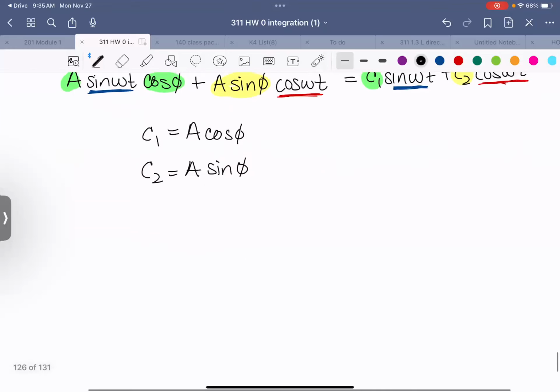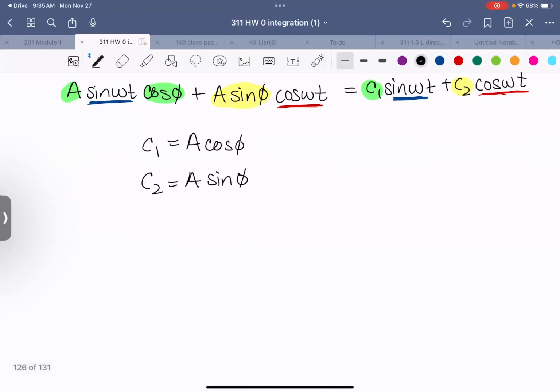Well, in order to find A, you've got to get rid of your sines and your cosines. So that means we're going to add them up and square them, because I have an identity for sine squared plus cosine squared equals 1. So if you take C1 squared plus C2 squared, what you get is A squared cosine squared phi plus A squared sine squared phi.